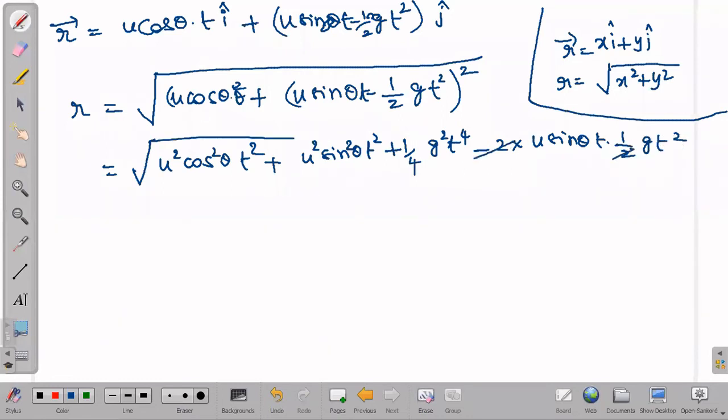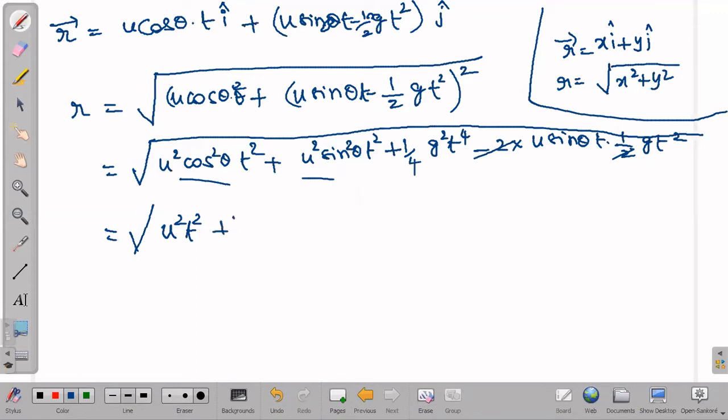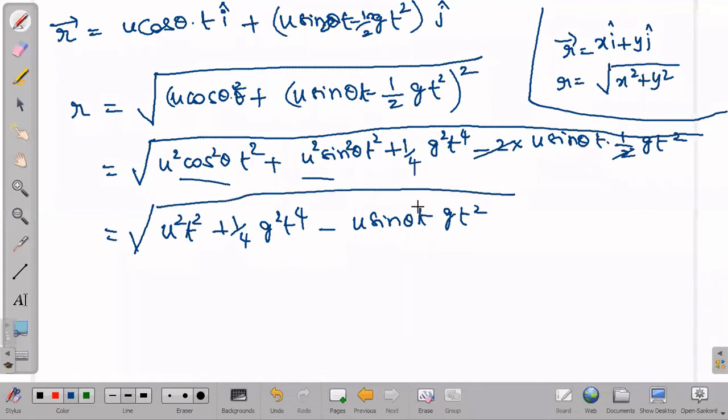Now I am filling in this square root. What else will we get? u square t square, if I take it out common, cos square theta plus sin square theta will be there, and that term will be 1. So u square t square we get from these two terms. Next term is 1 by 4 g square t power 4. And the last term is minus u sin theta into t into g t square, right? So this is the magnitude of the resultant vector, right?